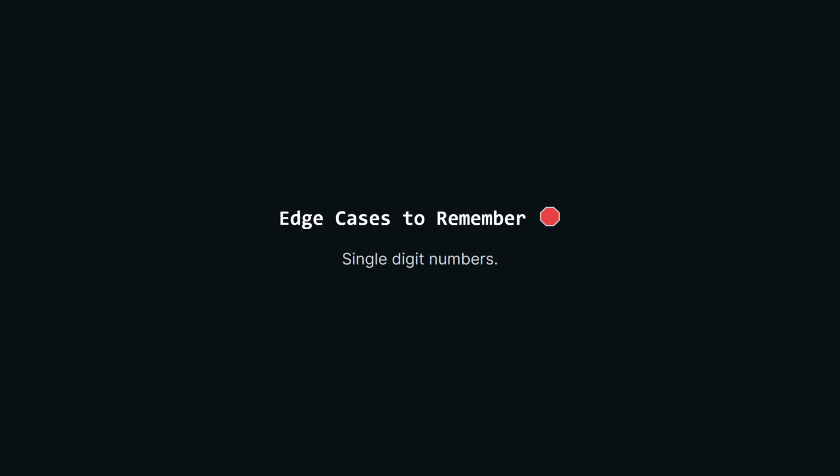What if the input is a single digit, like 7? Our math handles this perfectly. The loop runs once, the reverse of 7 is just 7, and 7 minus 7 is 0. No special code needed. So how efficient is this?